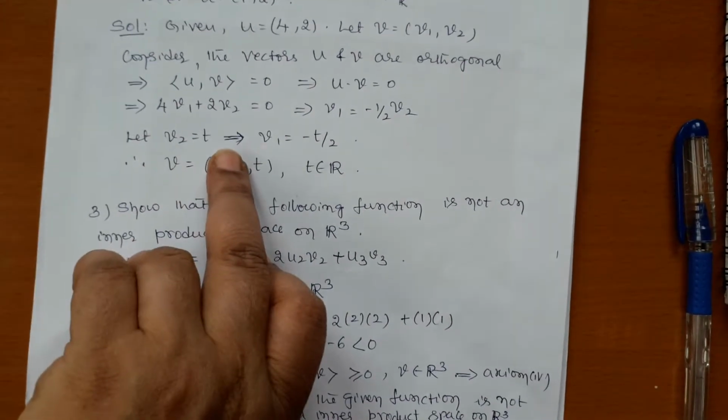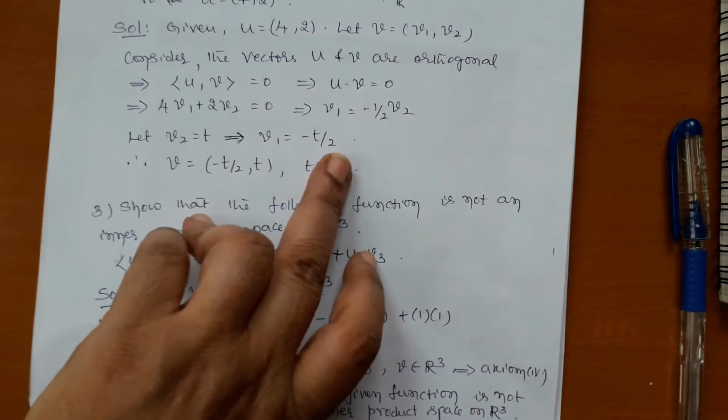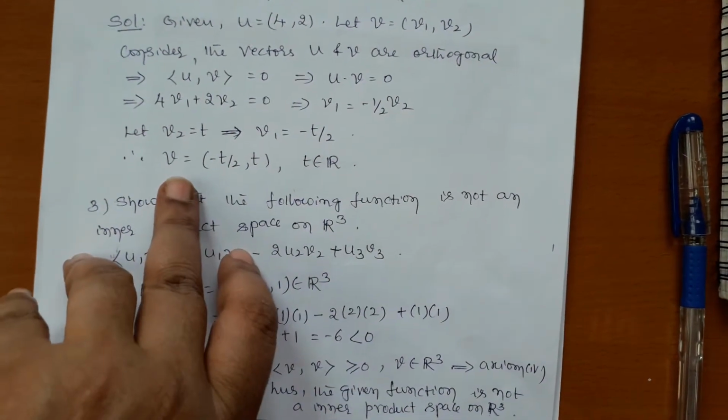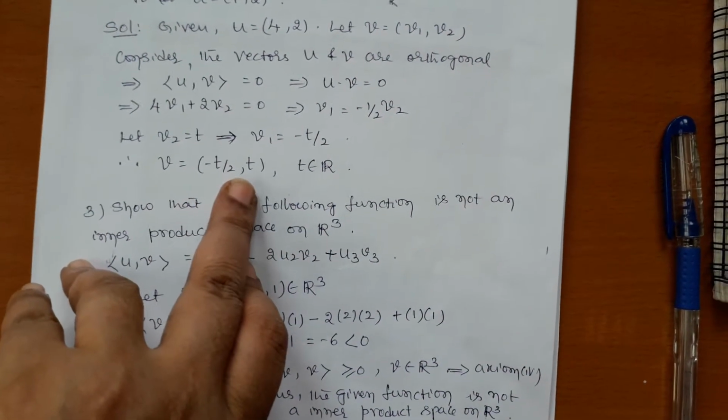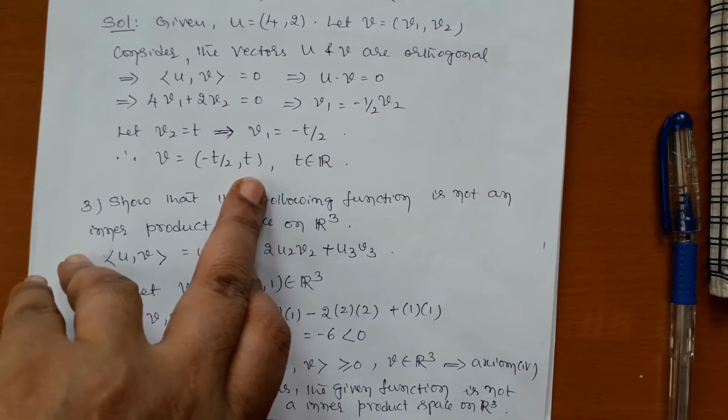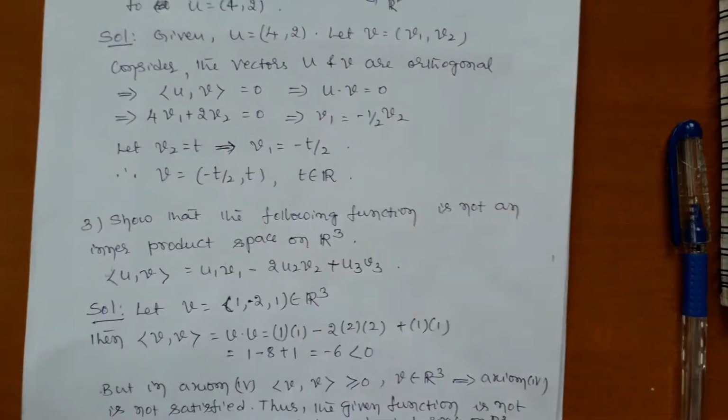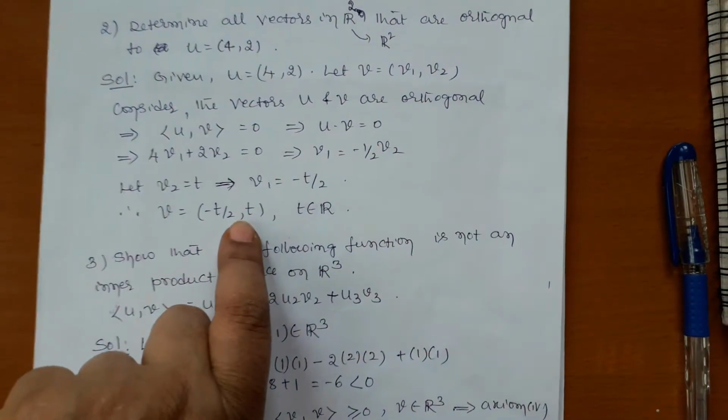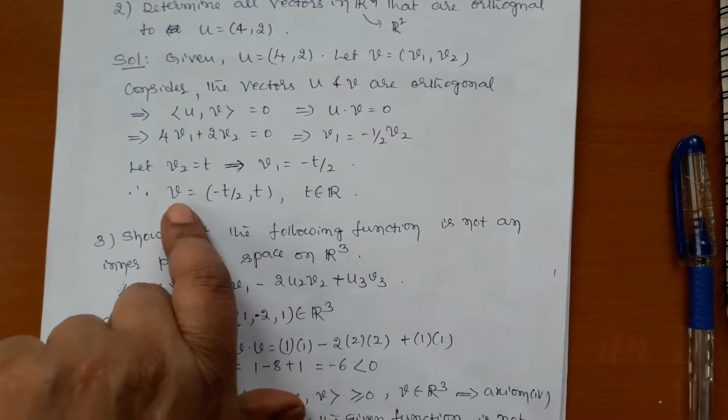Therefore, let V2 is equal to T. What is my V1? Minus T by 2. Therefore, now V is equal to minus T by 2, comma T. Now, for different values of T, we get different values of V.